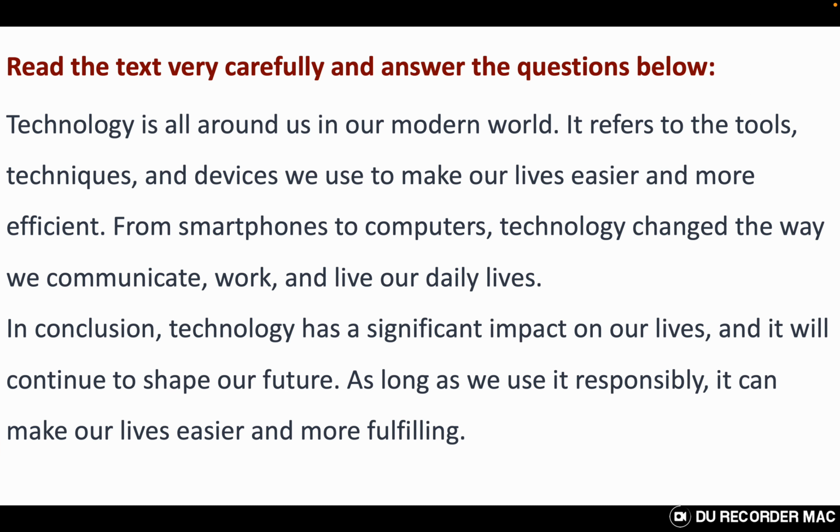So here we have a text. We are going to read the text twice. The first time, we are going to read sentence by sentence. And the second one, we are going to read all the text. What is important for you as a student? So there are two ways to read the text and answer the questions.